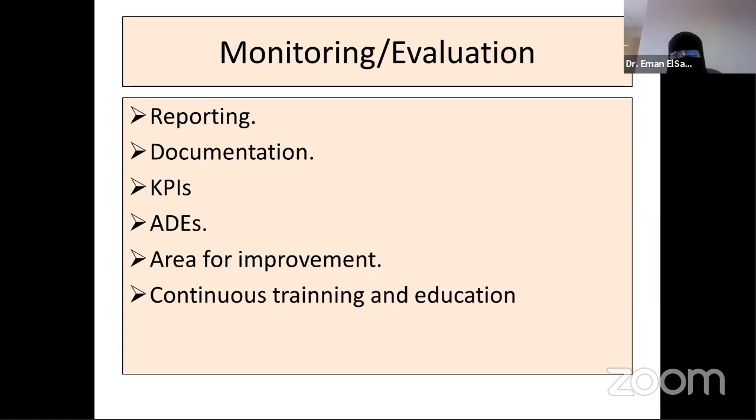After this documentation of everything, speak up. Don't be afraid, because this is for safety and we can make KPIs, key performance indicators, to know which area to improve and where the errors are. If ADRs or adverse drug events or errors happen, we can also document them, with continuous training and education to know what the error is and continue improving, increasing safety and decreasing errors for the patient, to reach good medication practice and prevent errors.